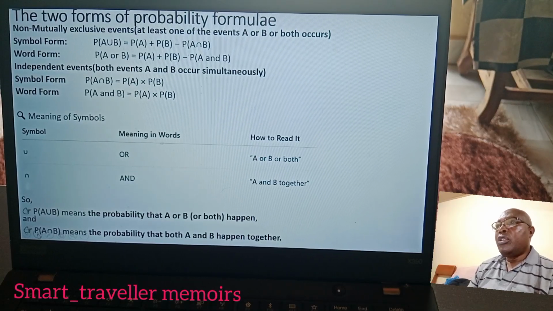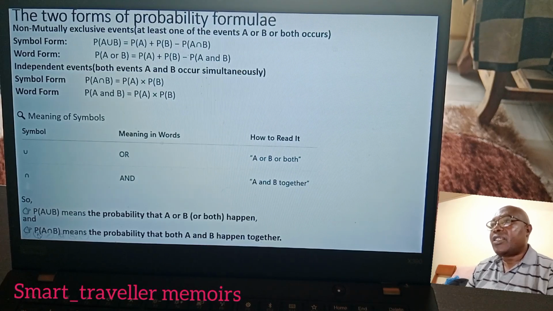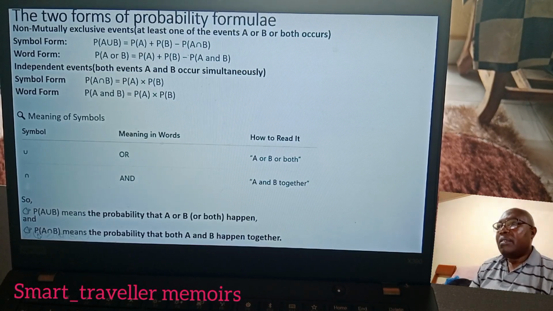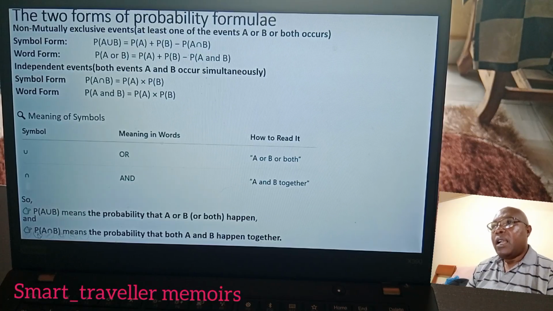P, A union B in brackets is equal to PA plus PB minus PA intersection B. One form: P, A or B is equal to PA plus PB minus PA and B, because A and B means intersection. The one and means intersection.